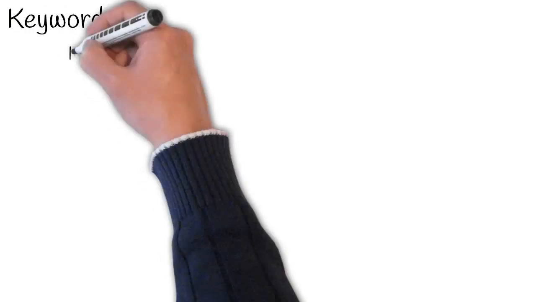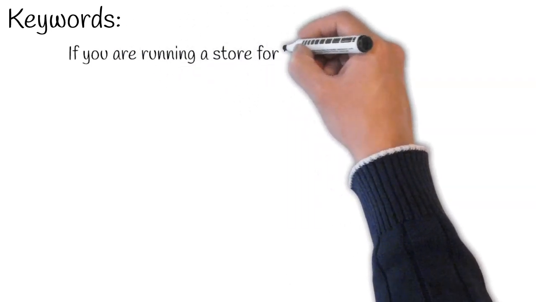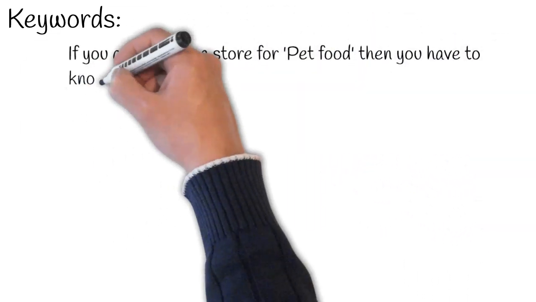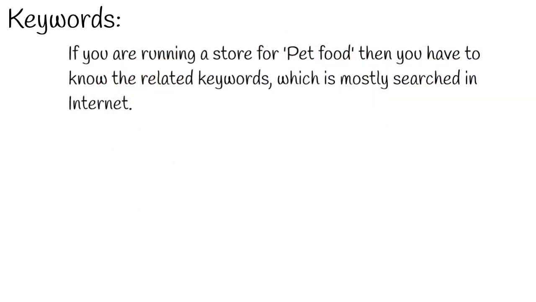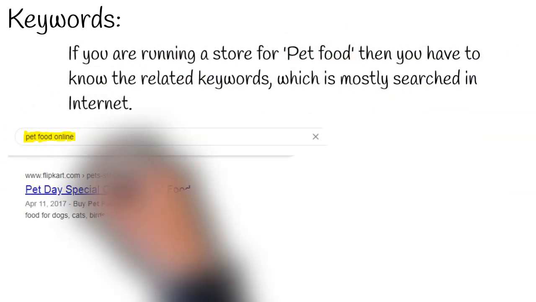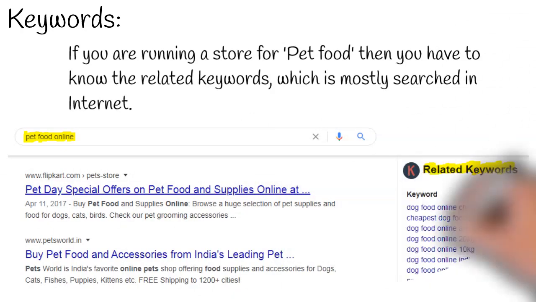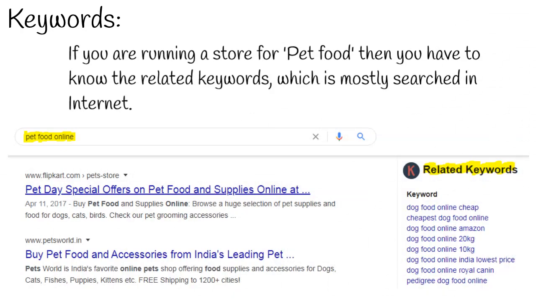Keywords. If you are running a store for pet food, then you have to know the related keywords which are mostly searched on the internet. A higher volume of keywords in your website gives you more chances of getting your website visible online.